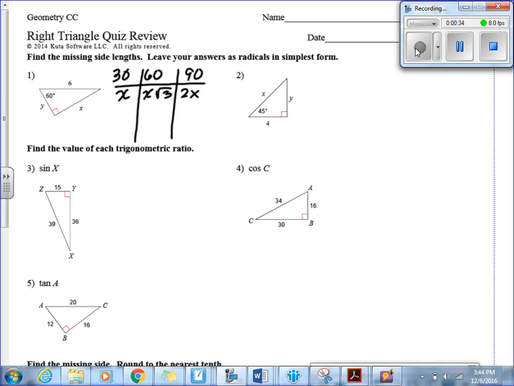And it's not a bad habit to also label the actual sides. This is 30, so this is x radical 3. I'm sorry, let me fix that. This is 30, so this side would be your x, and this is opposite the 60-degree angle, so this would be x radical 3.